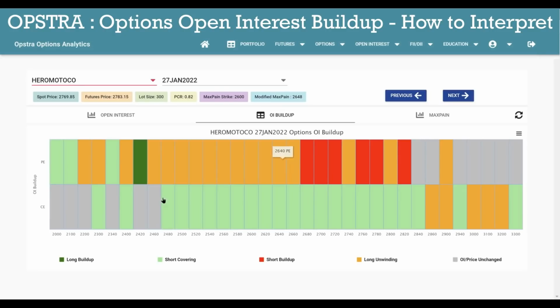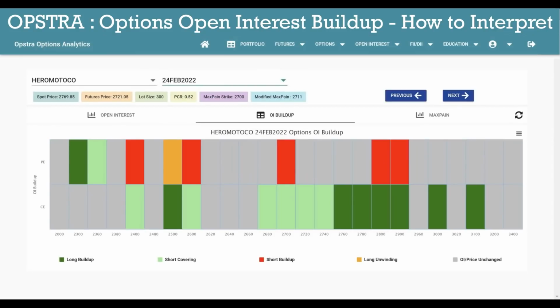If the same kind of scenario exists on the Thursday, maybe you can check also the next week, the next month expiry. Here also it indicates the same, right? It's bullish, long build up and short covering in call options. Okay, so that's how you have to interpret options OI build up.